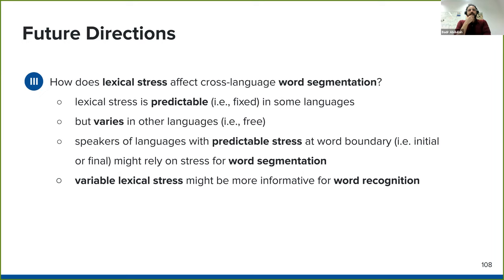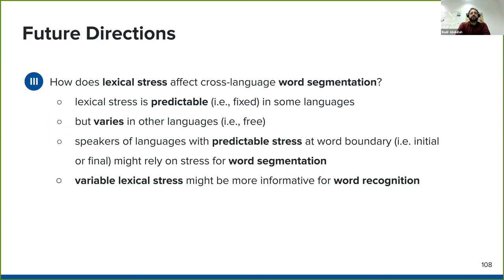The last future direction that I think is interesting is regarding lexical stress and how it affects cross-language word segmentation. So in some languages, lexical stress is predictable, so it always comes in the same position, but in others it can vary. And this means the contribution of stress could be different in these two cases. So for speakers of languages with predictable lexical stress at word boundaries, for example, French has final stress and Czech has initial stress, lexical stress could have a role in word segmentation. So it tells the listener where the words actually begin and end.